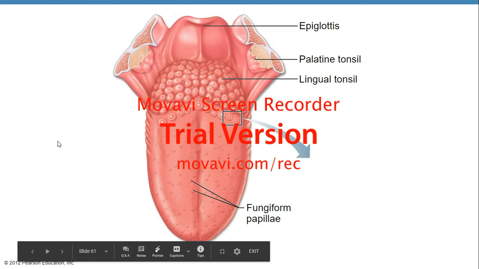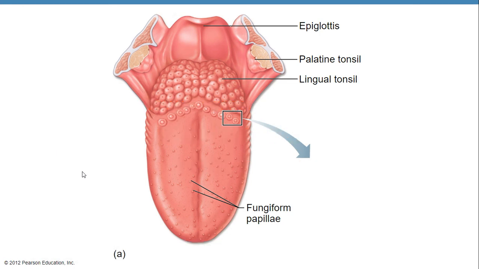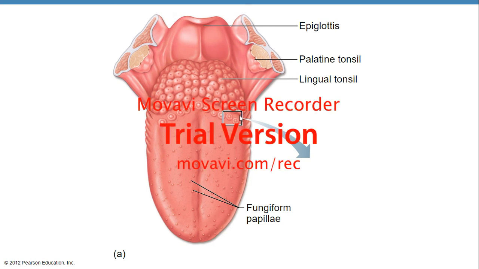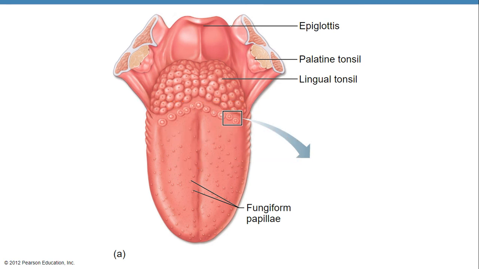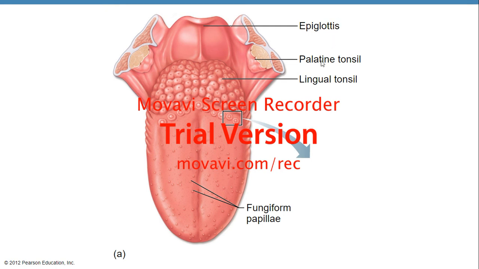All right, so these are showing you right here the fungiform papillae, and then you see some other structures of the mouth. The epiglottis essentially covers the windpipe when you eat and swallow. That's what the epiglottis does. Then you have your palatine tonsils and lingual tonsils.